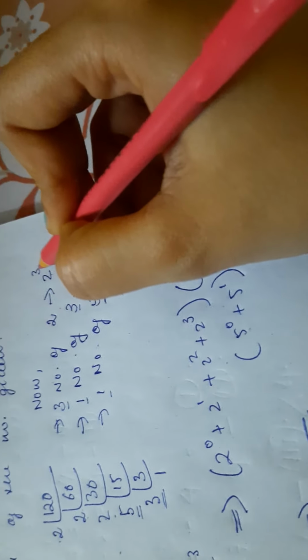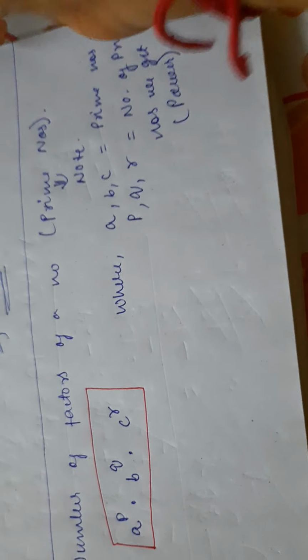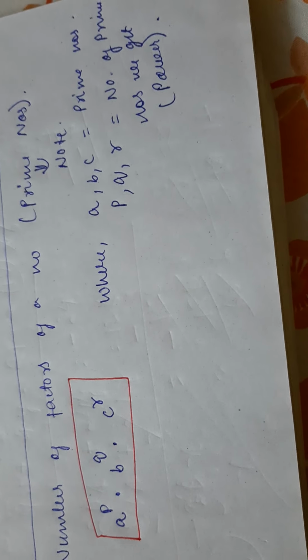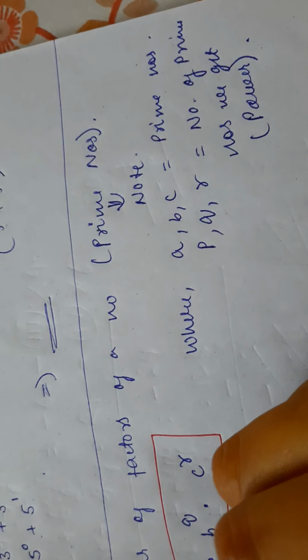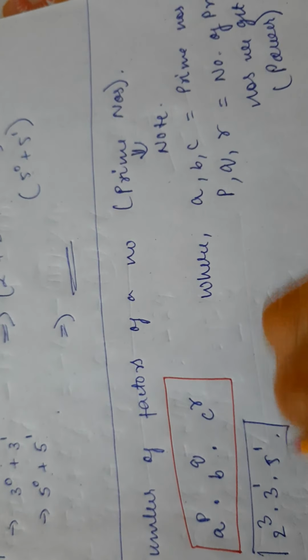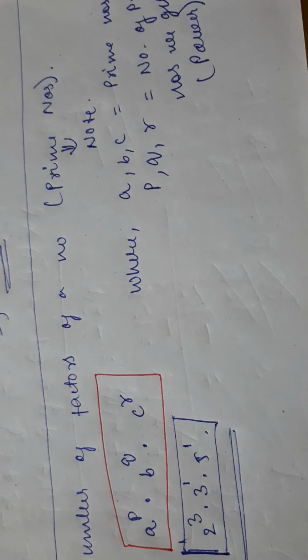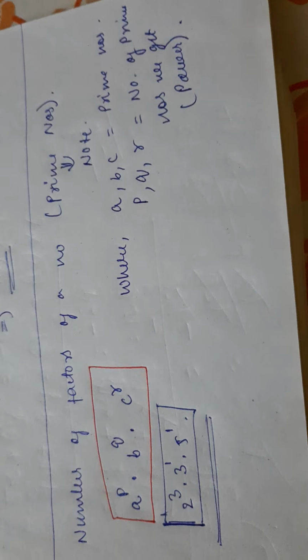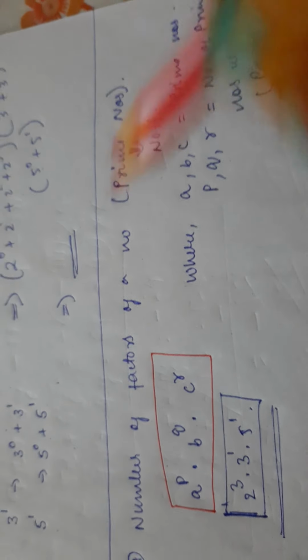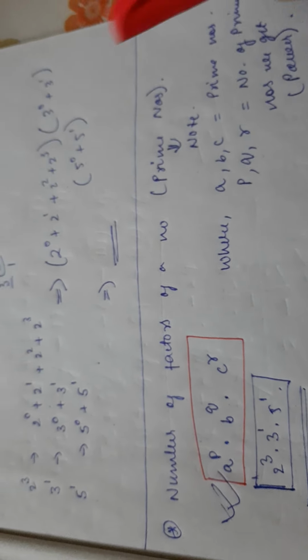Like we got in the earlier question, 2 to the power 3, 3 to the power 1, 5 to the power 1. If the number was a prime number and the question was to find the number of factors of a number, we would have simply done this: 2 to the power 3 into 3 to the power 1 into 5 to the power 1, and we could have got the resultant answer. This would be the formula, and this would be the trick which we will be using for number of factors of a number for prime numbers.